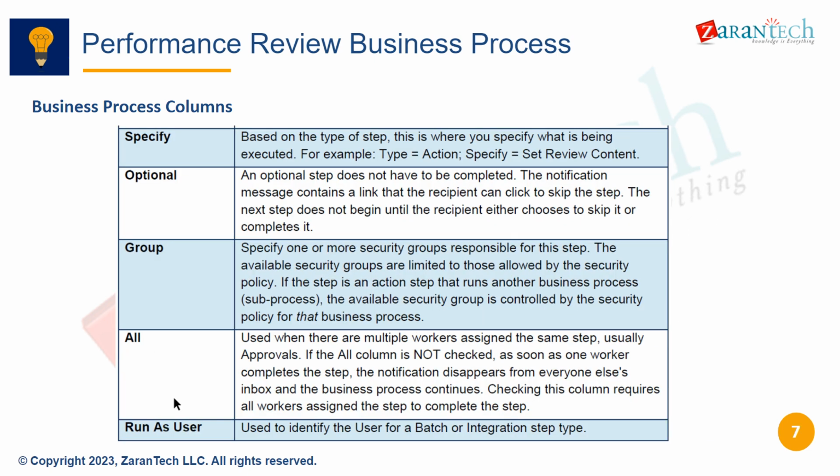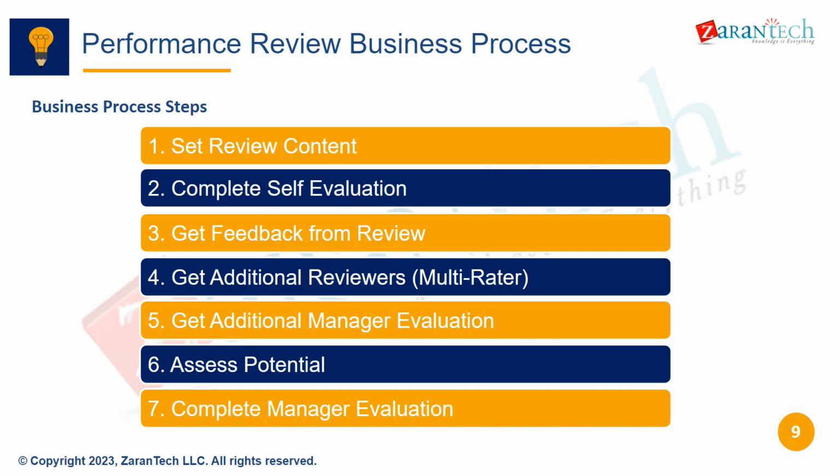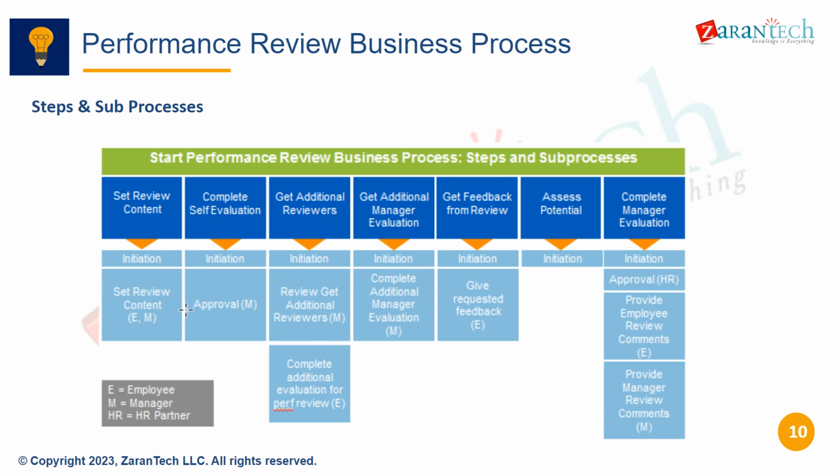The business process name identifies the overall process. The step column lists the specific tasks that need to be completed to finish the process. The slide shows the business process steps. The business process may include both main steps as well as subprocesses that have their own steps.